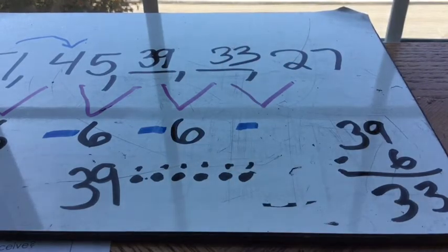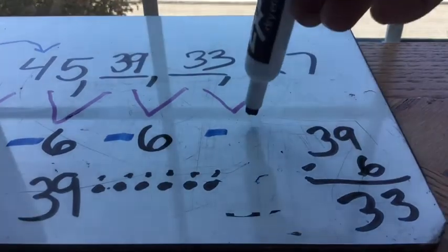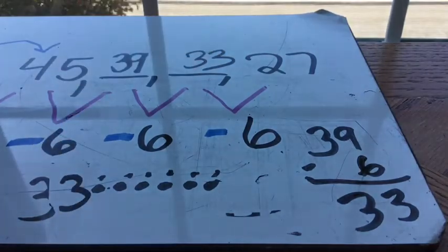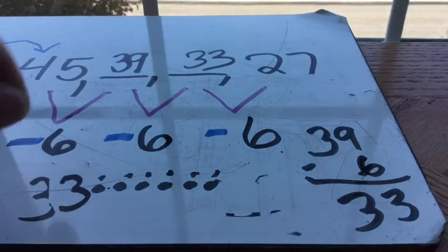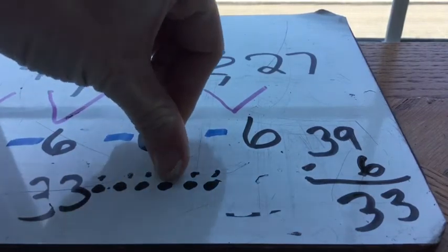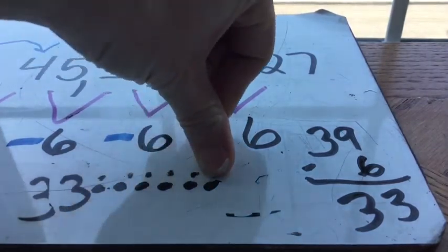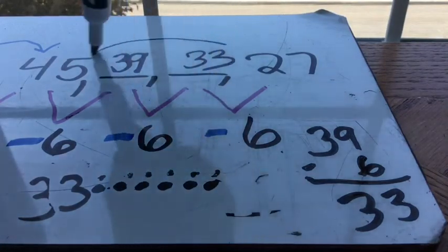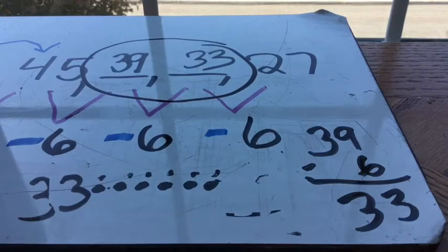And to make sure that we're absolutely positive the rule is minus 6, we're going to go 33 and count back 6 to make sure that's 27. So 33, 32, 31, 30, 29, 28, 27. So the rule is correct, minus 6. We double checked to get our answer of 39 and 33.